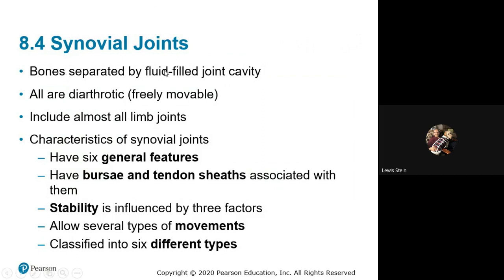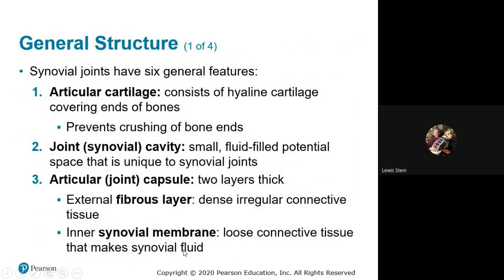So we have a fluid-filled cavity. They're freely movable. We'll get to the general features. Many of them, not a ton, have additional bits of synovial material, either wrapped around tendons or like little pads to keep things from rubbing against one another. And sometimes, and many of them are there, you're born with them, some develop. Okay? We have stability, and this is where I take issue with some of the factors. We'll talk about the movements, and we'll talk about the 6 different classifications.